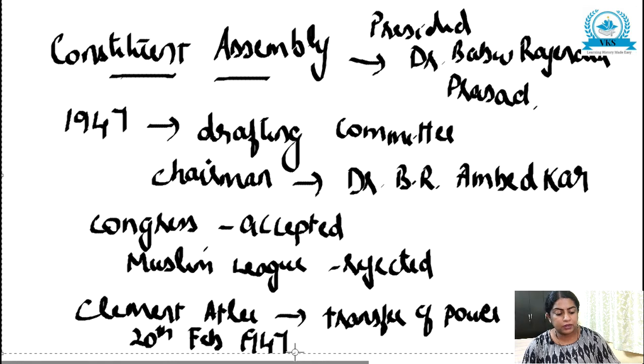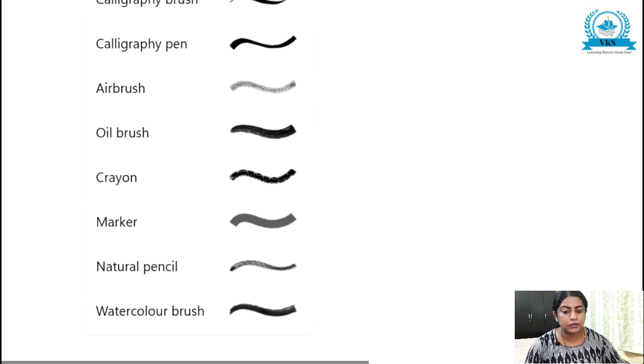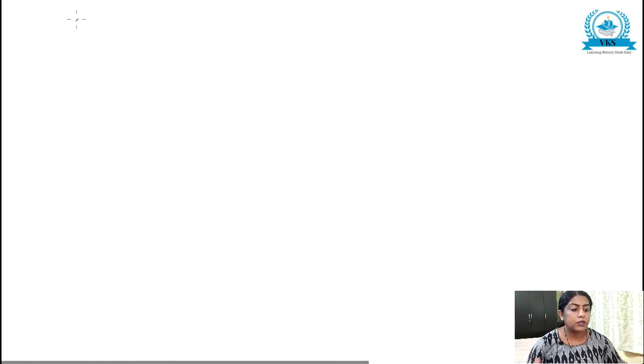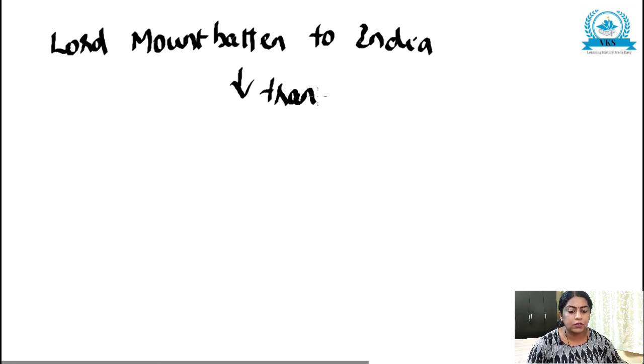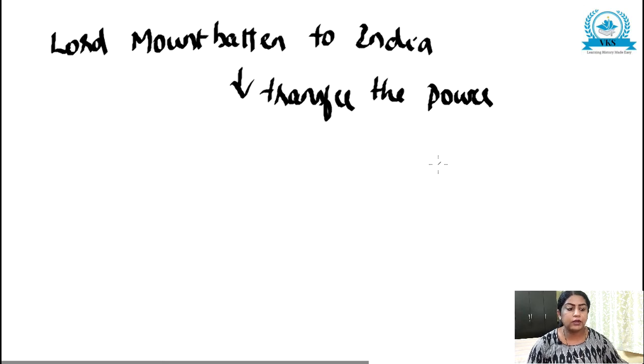Now, after Clement Attlee declared the transfer of power, the British government sent Lord Mountbatten to India to transfer the power. The transfer of power was declared on February 20th, 1947, and then the British government sent Lord Mountbatten for transferring the power to India.